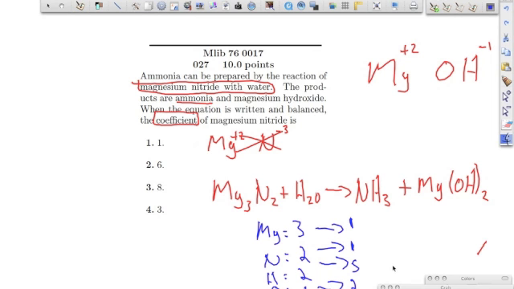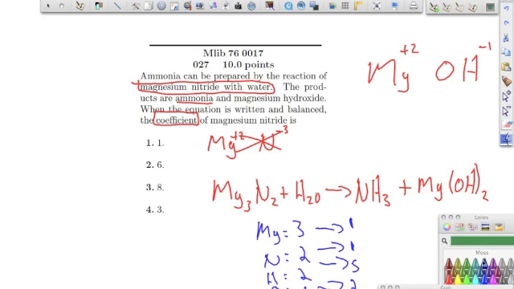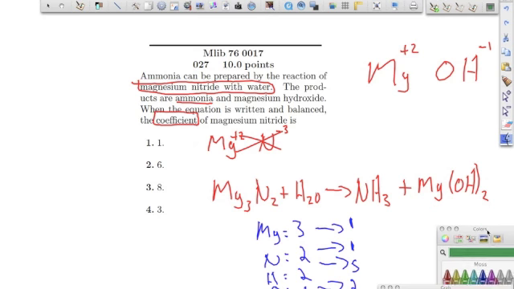So we've got to go ahead and balance these out. It doesn't really matter where we start. We save hydrogen and oxygen for the very end. So when we're writing the coefficients for these, let's start with our magnesiums.